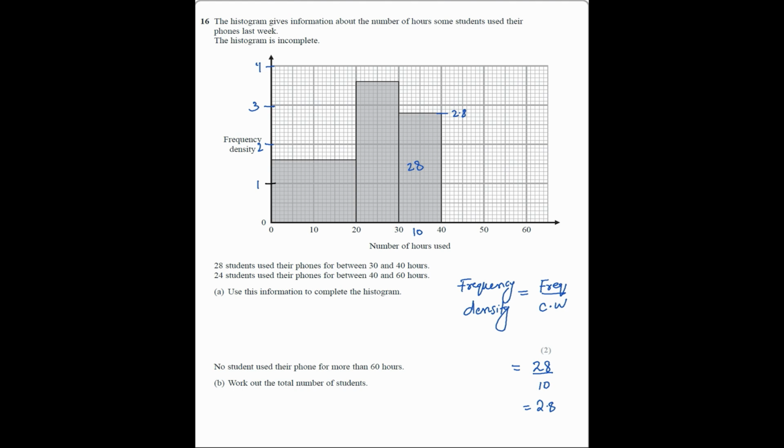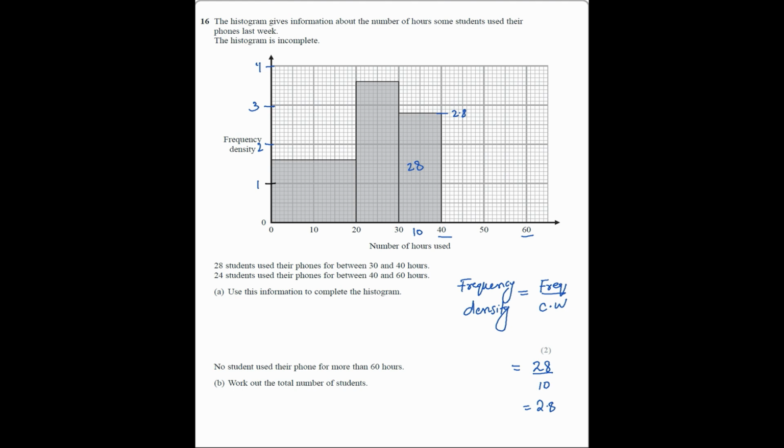Now let's complete the missing bar. We will use the frequency and width to calculate how tall this one should be. In step 2, we have to draw the bar from 40 to 60 hours. So here, if you look at it, between 40 and 60 hours, the frequency is 24. Class width would become 60 minus 40. That would give you 20.